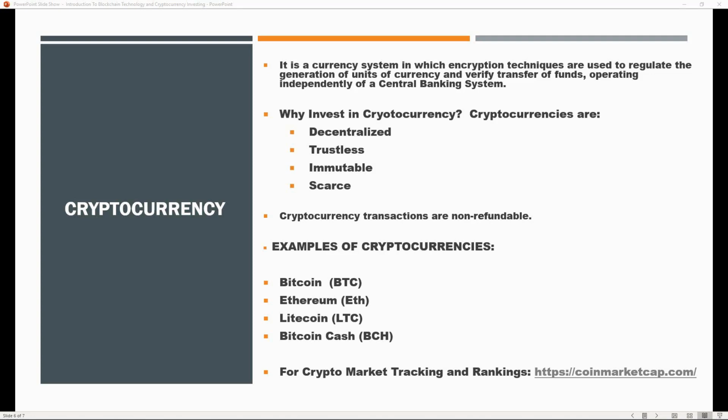You only trust the protocol. It is immutable. It means you cannot make any modification. You see how the hash values will change with the slightest of modification? That means that it is immutable. You cannot change this. It is very scarce. It means that it is a limited supply.